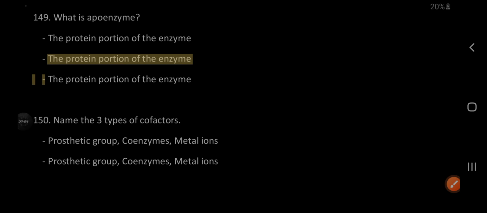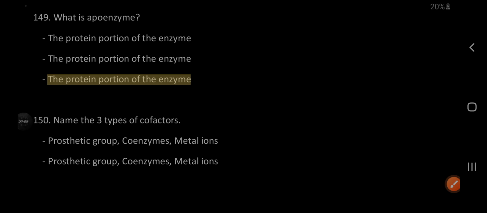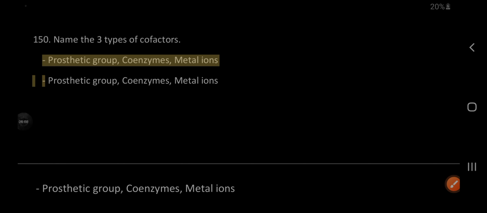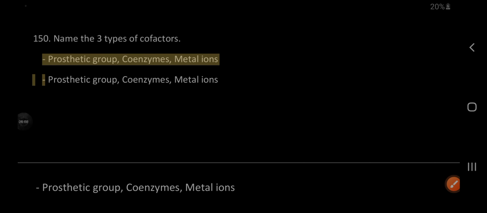150. Name the 3 types of cofactors. Prosthetic group, coenzymes, metal ions.